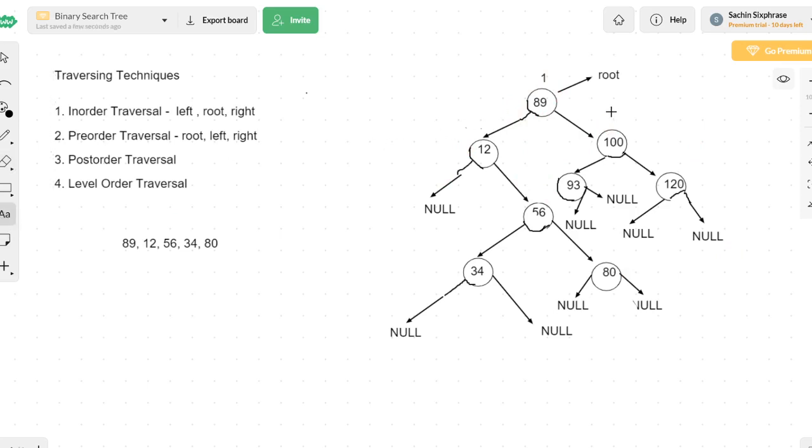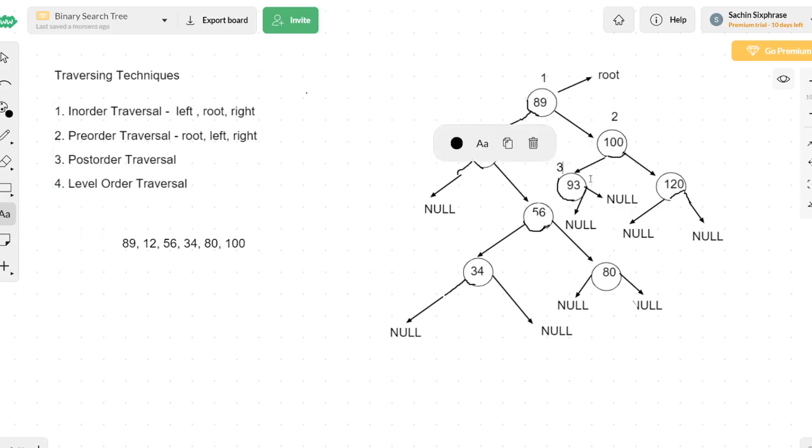Now you will move here to right, here to 100. First of all, moving to 100, you will print the data. So whenever you move to a new node, the data you have to print. So first is root. Now left. So from here, the next one is left. So coming to left, what we will do?